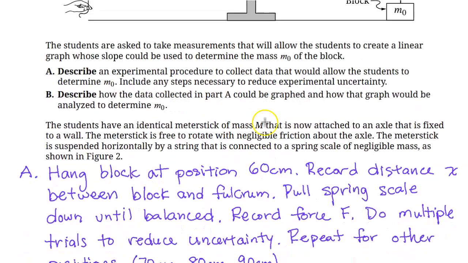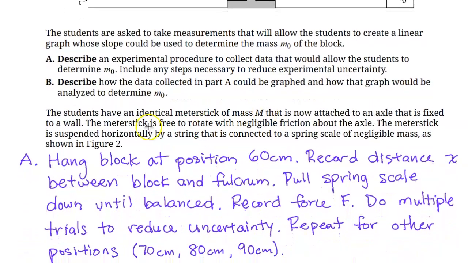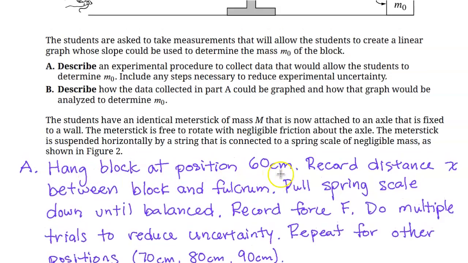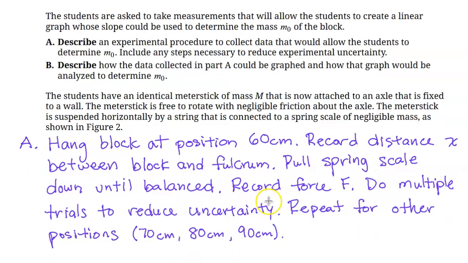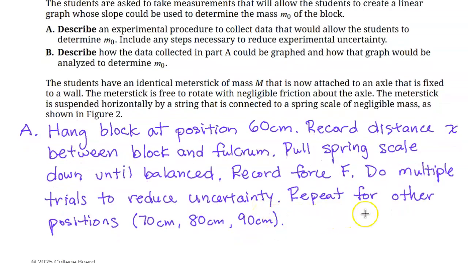So here are my experimental procedures. Starting with Part A, we're going to first hang the block at position 60 centimeters, and then we're going to record the distance x between the block and the fulcrum. Then we're going to pull the spring scale down until the meter stick is balanced. Then we're going to record the force F. This is the force on the spring scale. We're going to do multiple trials to reduce uncertainty. And then we're going to repeat this for the other positions, 70 centimeters, 80 centimeters, and 90 centimeters.